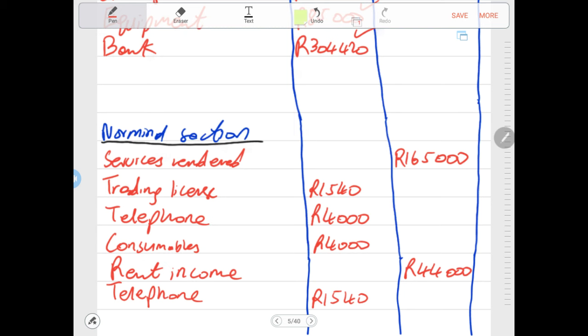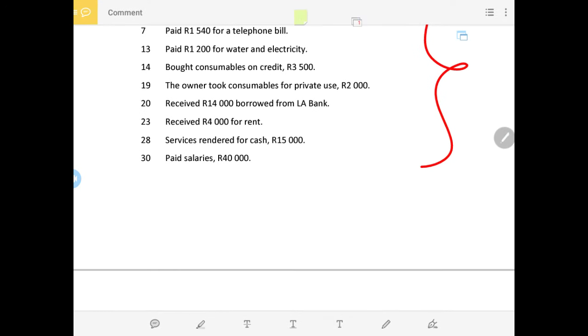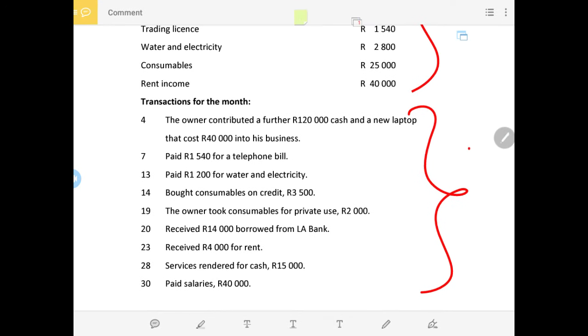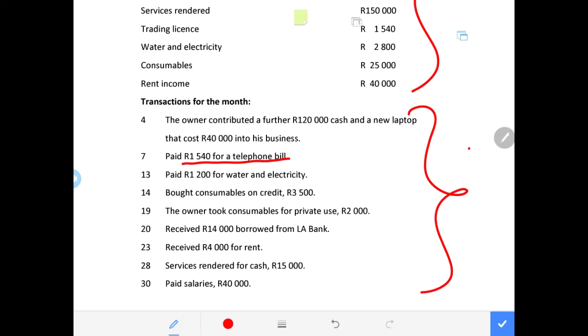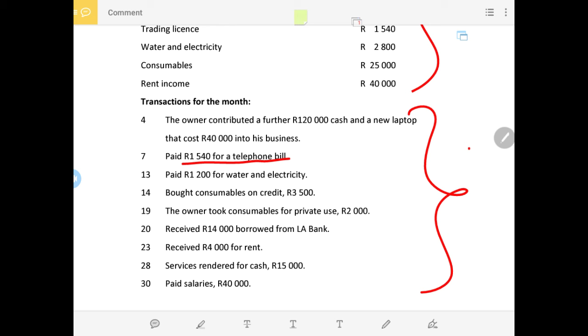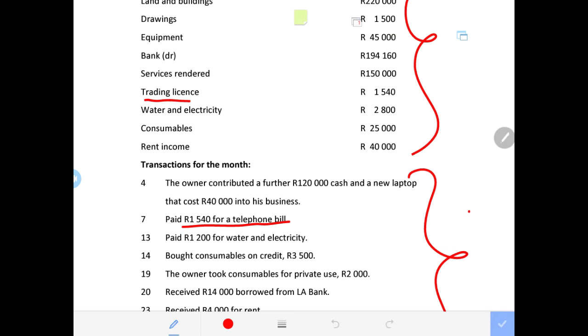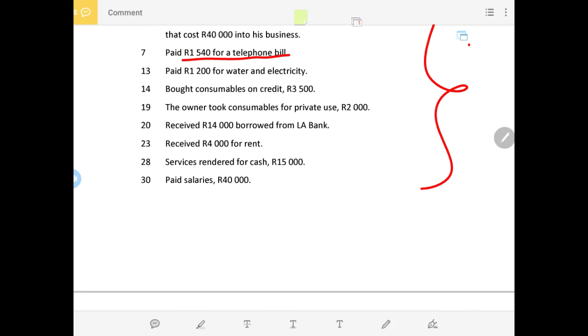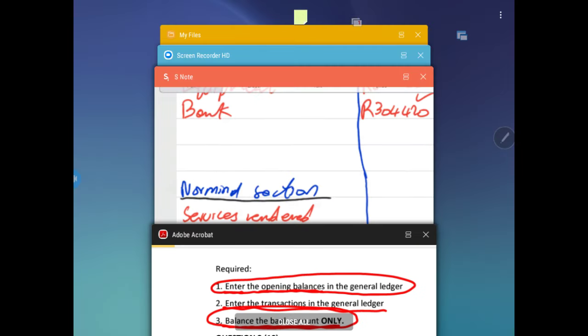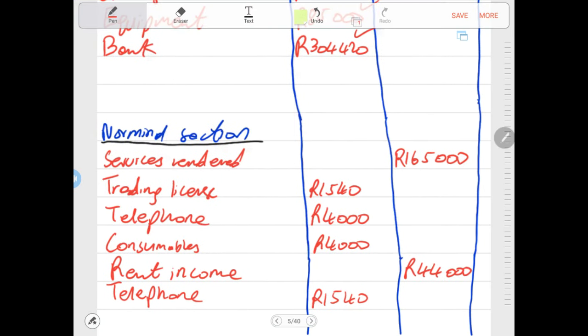I hope I did not make a mistake on the trading license and the telephone. Even if that's the case, I'll still keep it as is. We paid the telephone bill. We paid for the trading license. I'm just trying to see where was the trading license. Trading license was 1,540. Okay, so I did not make an error. I was wondering now why we have the same amounts. So we are done with the telephone.